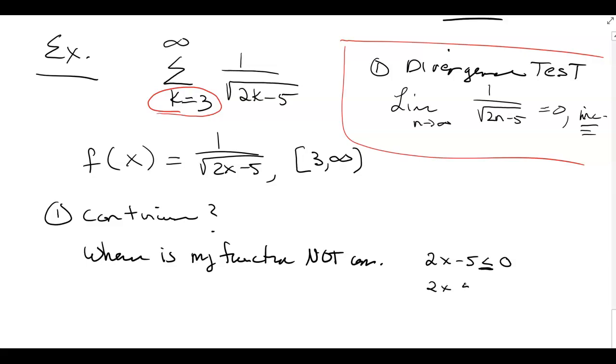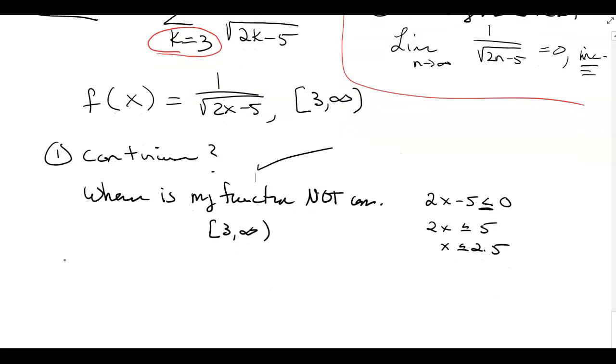So it's important to take note, where does that happen? That happens whenever my x values are less than or equal to 2.5. But here's the good part. I'm starting at 3. So anywhere above 2.5, I'm good. I have a continuous function, so I just checked continuity. We're good with continuity.